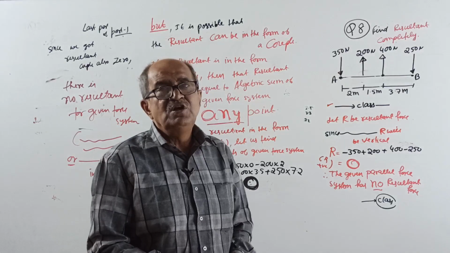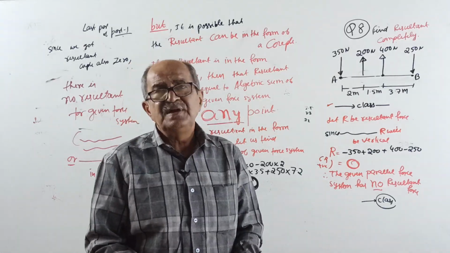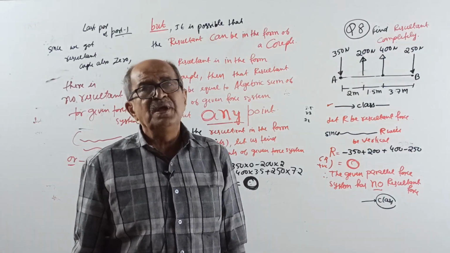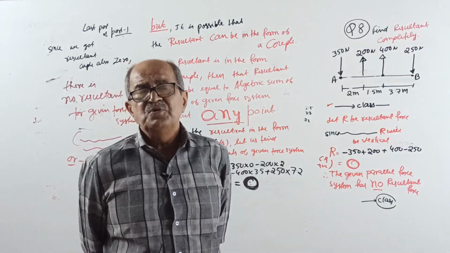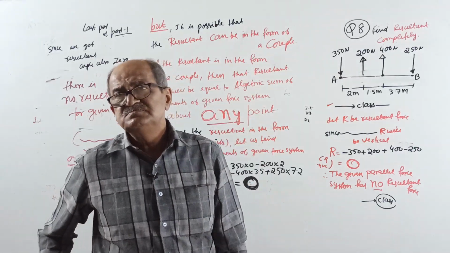Okay, now we will meet in the next class, that is class number 36. Today is 36, I think. 37 is the concluding class of your part 1. Next we are going to part 2, that is equilibrium. Okay, thank you.